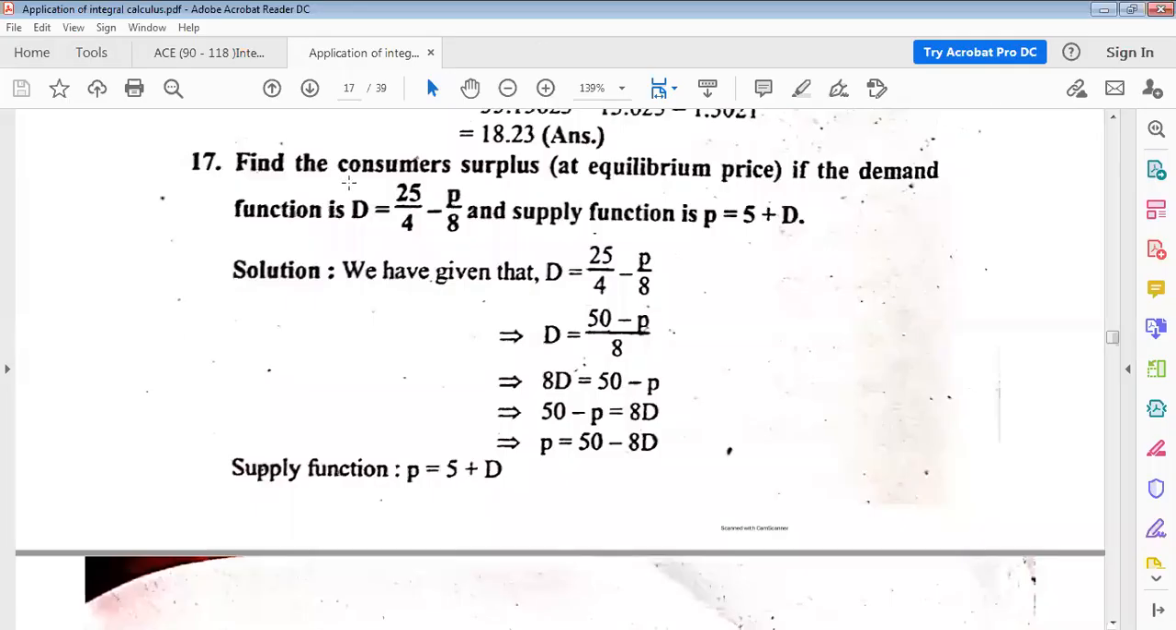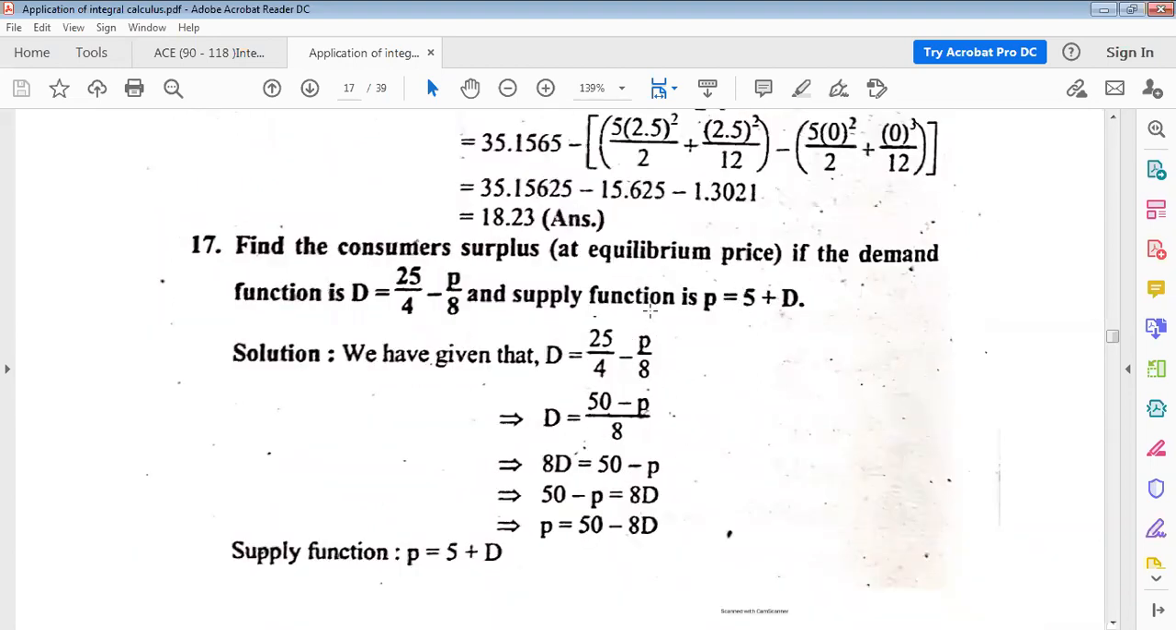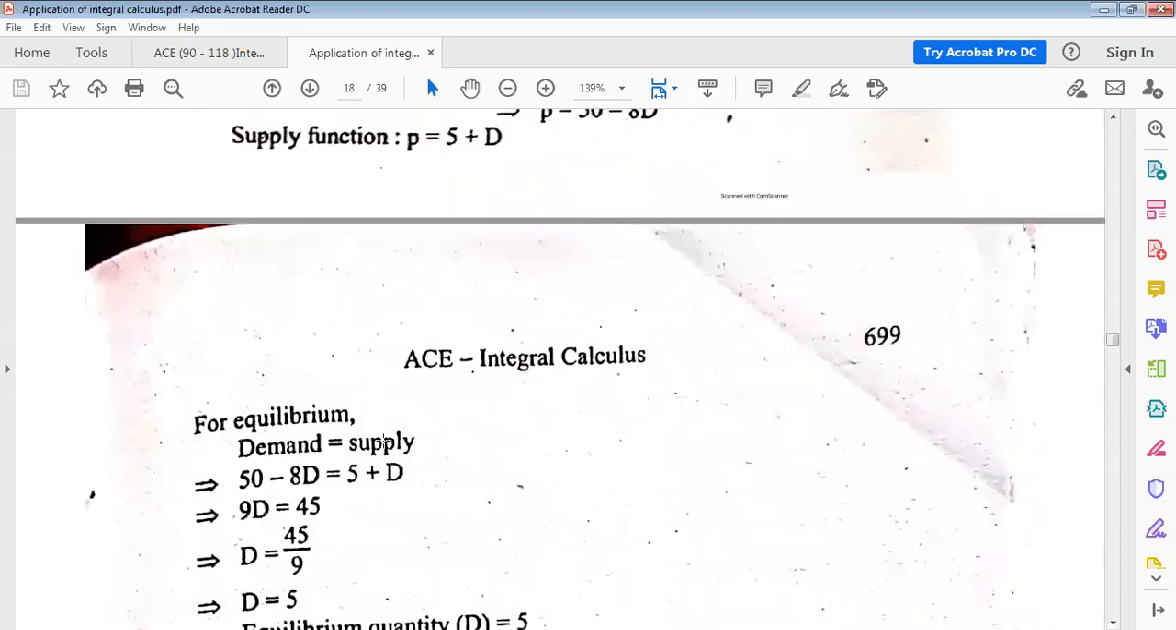Another example: find the consumer surplus at equilibrium price if the demand function is this and the supply function is this. We have to find consumer surplus only. Okay, we are given d equals to this as the demand function, and price p equals to this. Again, supply p equals to this. Demand equals to supply.